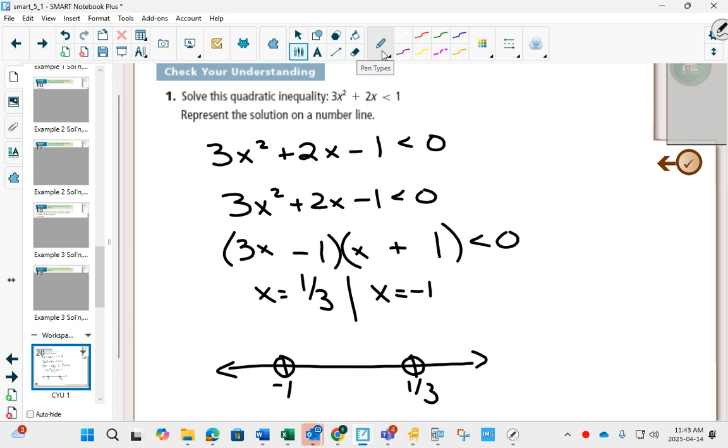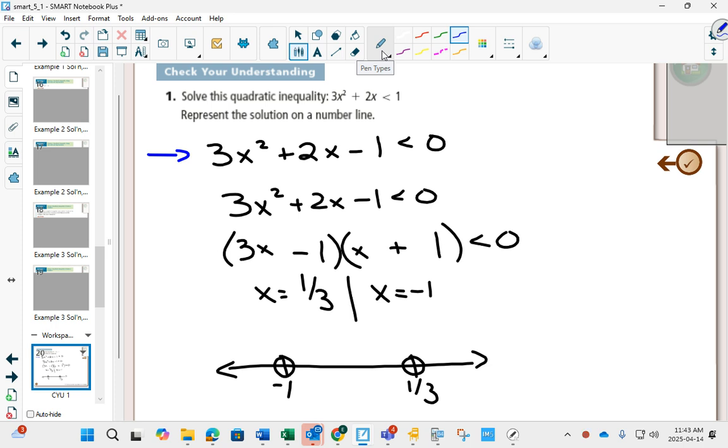And there's 2 ways you can go about this. One, you can use test points. So that would mean plug something in a section. What's a number less than negative 1? Negative 2. You could use negative 2. Some people use negative 10. You're going to have to do some mental math. And you can either do the mental math here.